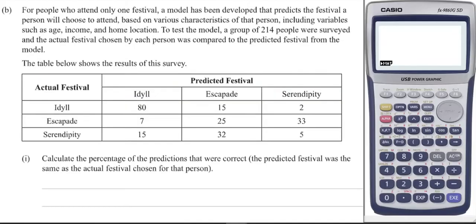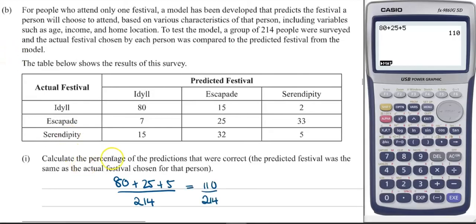For part B, we are comparing some predictions of which festival it was thought that somebody would attend and which festival they actually attended. Calculate the percentage of the predictions that were correct. So that means that the two things match. So this one, they were predicted Idle, they went to Idle. Predicted Escapade, they went there. Predicted Serendipity, went there. So we have 80 plus 25 plus 5 out of the total, which was 214.